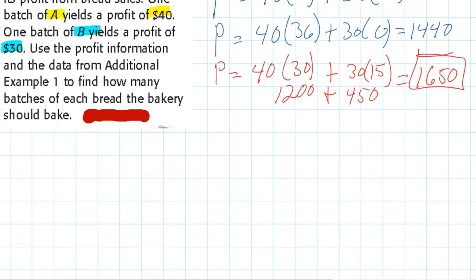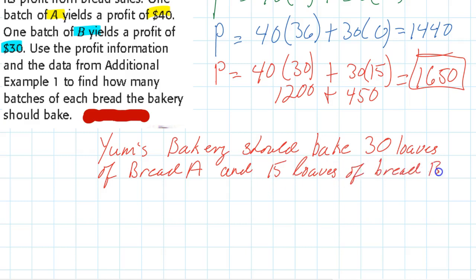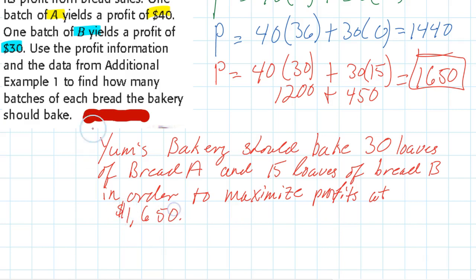So our answer would be in words, and we would say Yum's Bakery should bake 30 loaves of bread A and 15 loaves of bread B in order to maximize profits at $1,650.